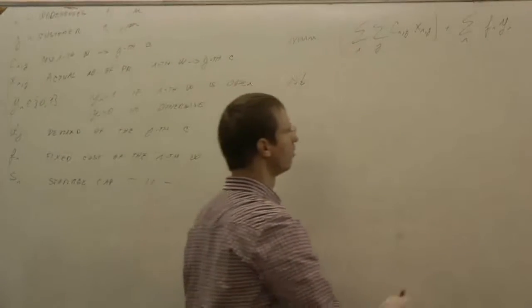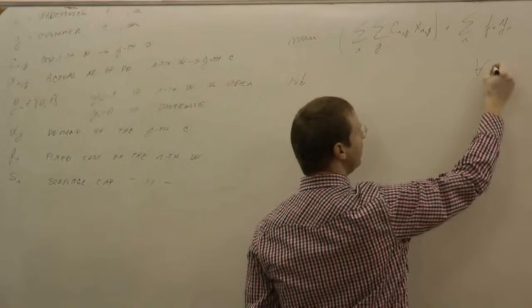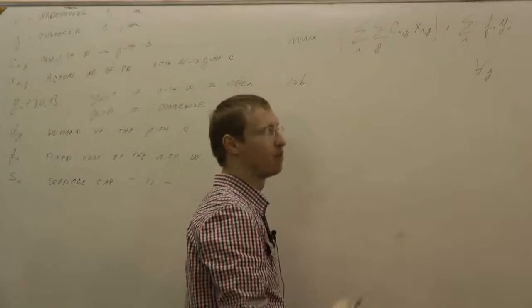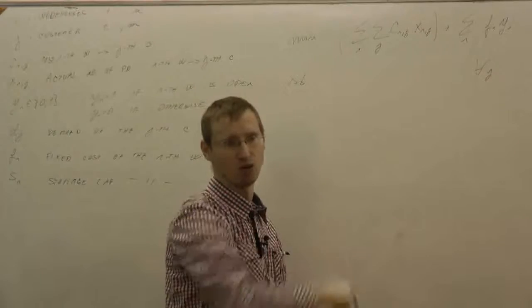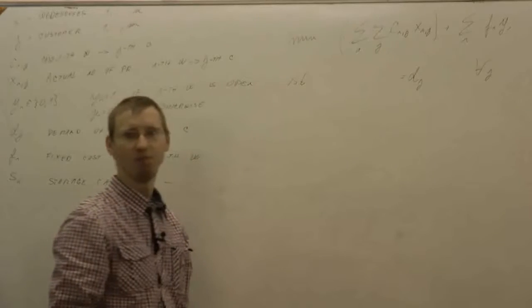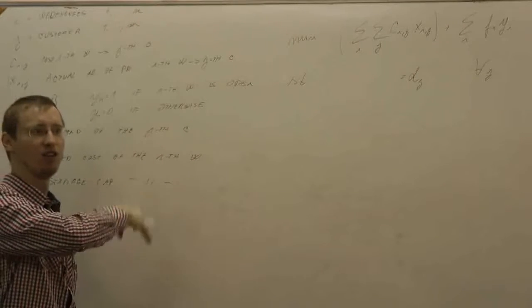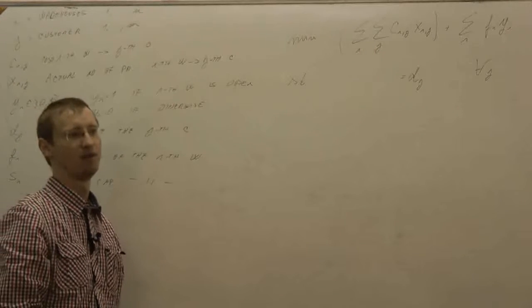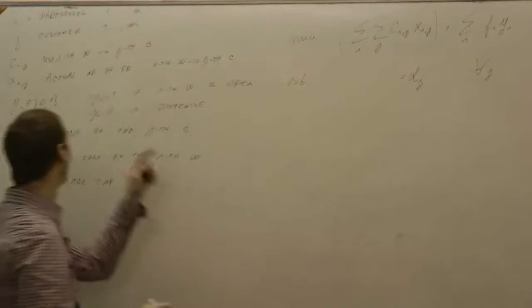So the first constraint is we must satisfy demand for each customer. So for each customer, for all j, what must hold? That the amount of products shipped to the customer is equal to dj. How many products do we ship from all warehouses to the j-th customer? Xij means from the i-th warehouse to the j-th customer.